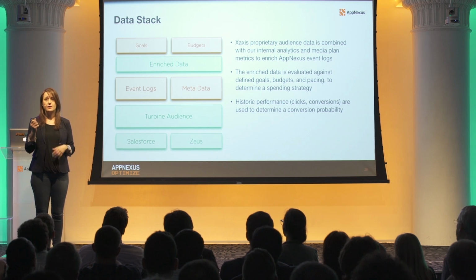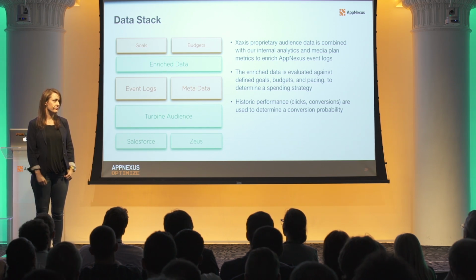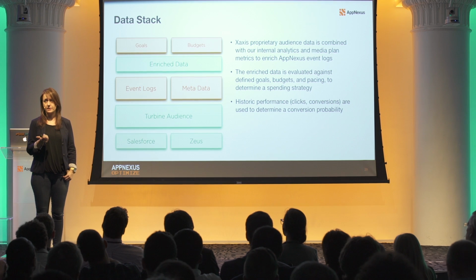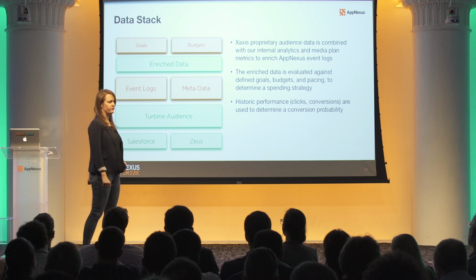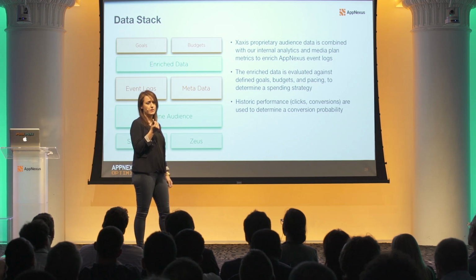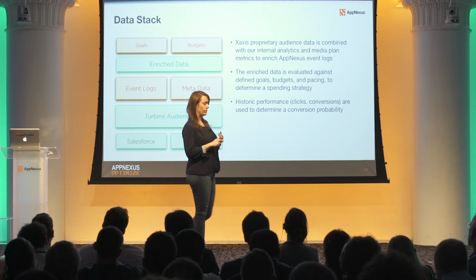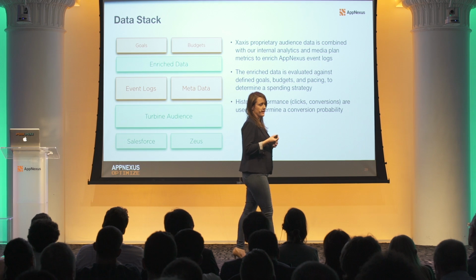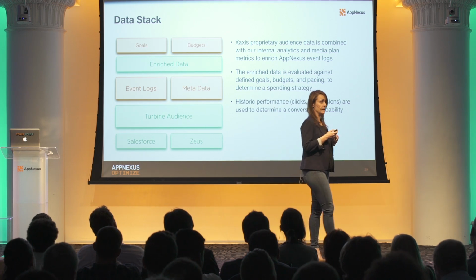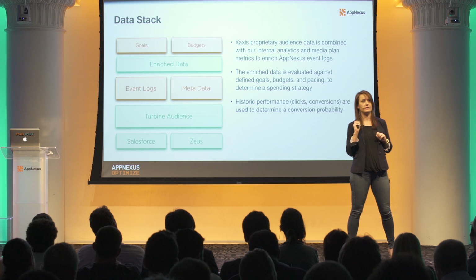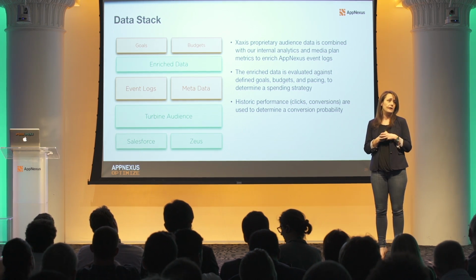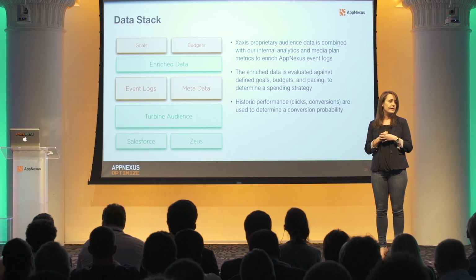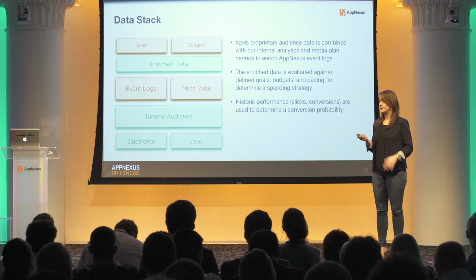Taking those starting pieces, we mash it up with what we've seen in performance in the AppNexus event logs, and of course, whatever's configured on the campaign object. So what type of goal is it? What is the goal value? What is the budget that's set? Those things in the console. All of those together become the enriched data set that our robots look at. The goals and the budgets are then taken into account to decide what to bid.